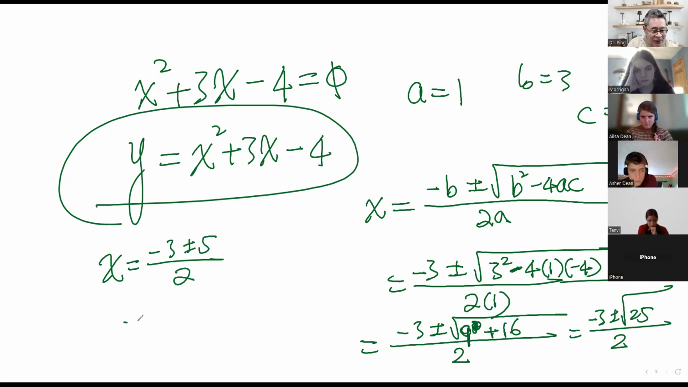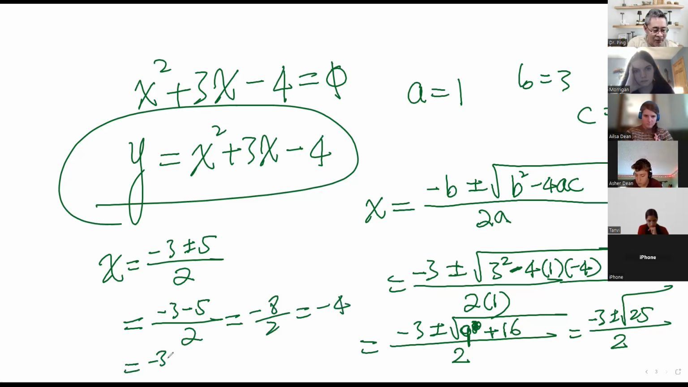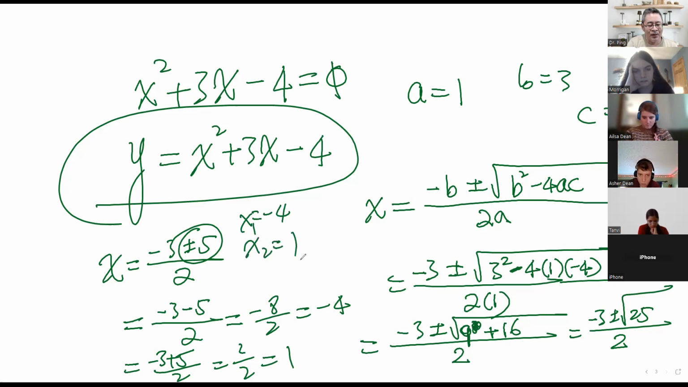Now in this case, we can further work it out. We could have -3 minus 5 over 2. That gives us -8 over 2, so -4. Or we can have -3 plus 5, because there's a plus minus here, and that is 2 over 2, which gives us 1. So we got two solutions, -4 and 1. Good?